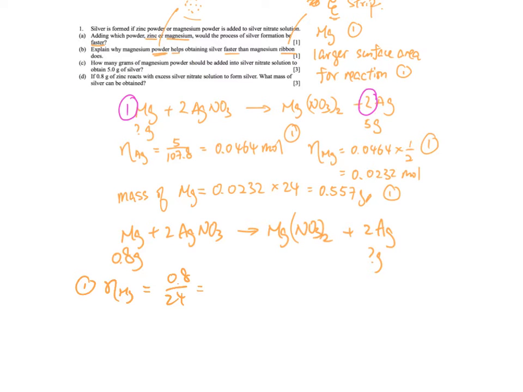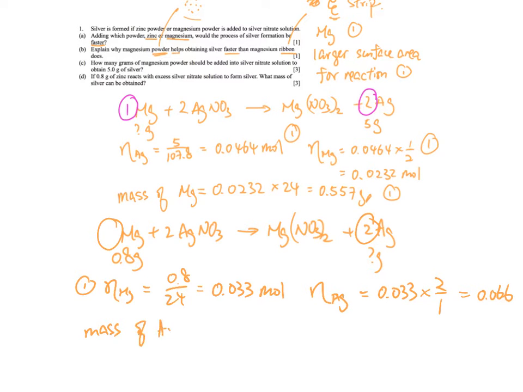I did some math wrong. So this one will be 0.033 mole. While for the other one, you can find the Ag. So it will be 0.033 divided by 1 times 2, so this one will be 0.066. And then the mass of silver would then be 0.066 times 107.8, so it will be 7.11 gram. So 1 mark here, 1 mark here, 1 mark here. Remember, you give the unit mole behind it. Okay, so that's question 1.